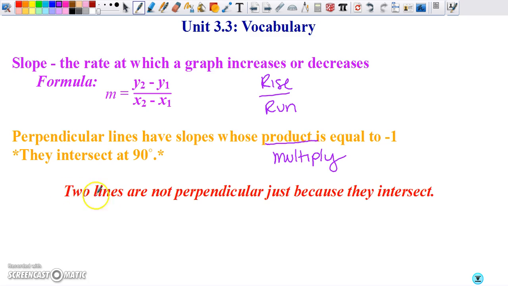And it's really, really important that you know that two lines are not perpendicular just because they intersect one another. It doesn't always make a 90-degree angle. So if you picture a road intersecting another road, they cross one another, but it's not always at 90 degrees. Sometimes it is, but a lot of times it's not. So it's really important to know just because they cross does not make them perpendicular.